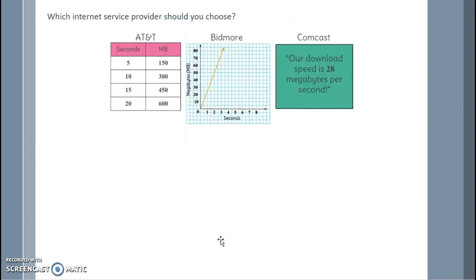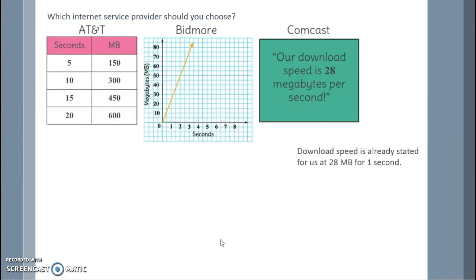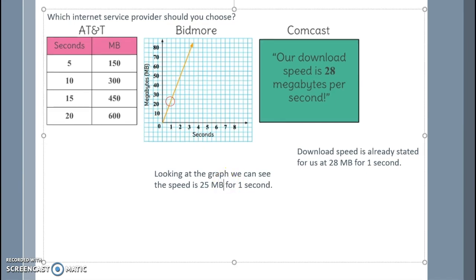Which internet service provider should you choose? We have AT&T with a chart, we have Bidmore with a graph, and we have Comcast with a statement. So let's start with Comcast. The download speed is already stated for us at 28 megabytes per second. So nothing we need to do there. So let's move on to the graph. Looking at the graph, we can see the speed is 25 megabytes for 1 second.